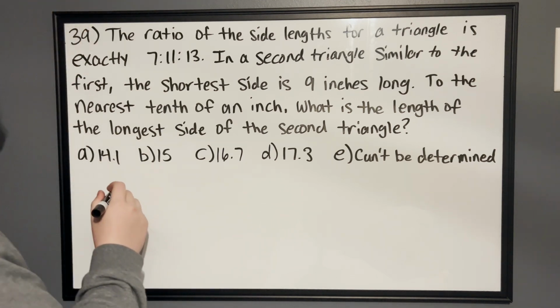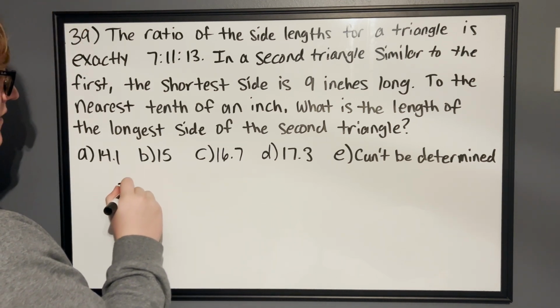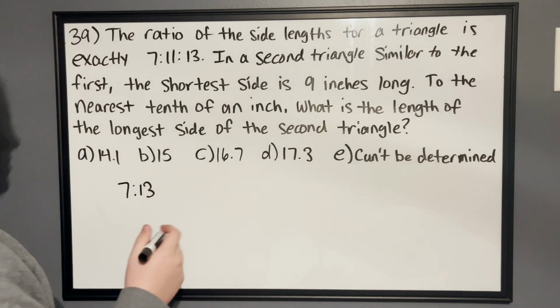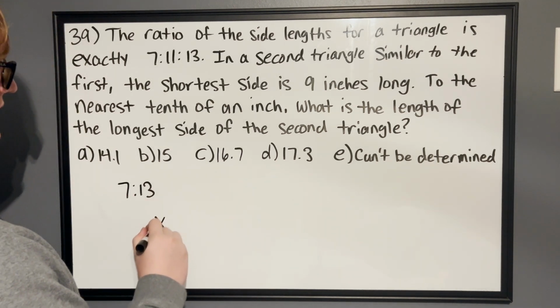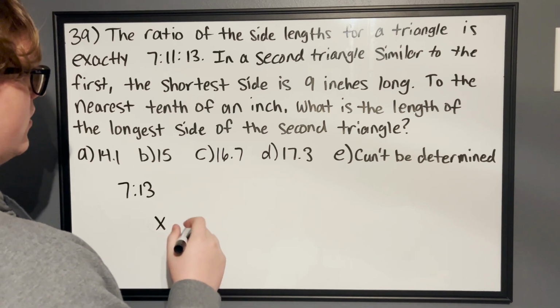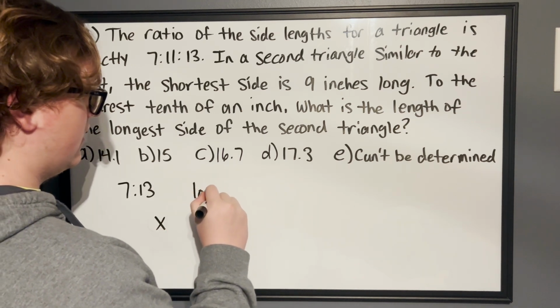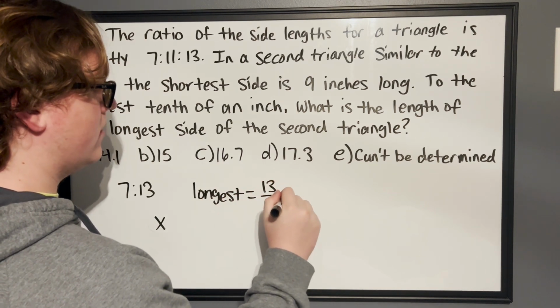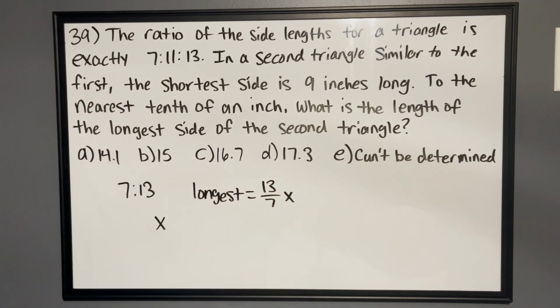So the ratio of the smallest to the largest is 7 to 13. Which means if we have the smallest side, which we're going to just call x, x is the smallest side, the longest side is going to be equal to 13 over 7 multiplied by x. And that's just because of the proportion between them.